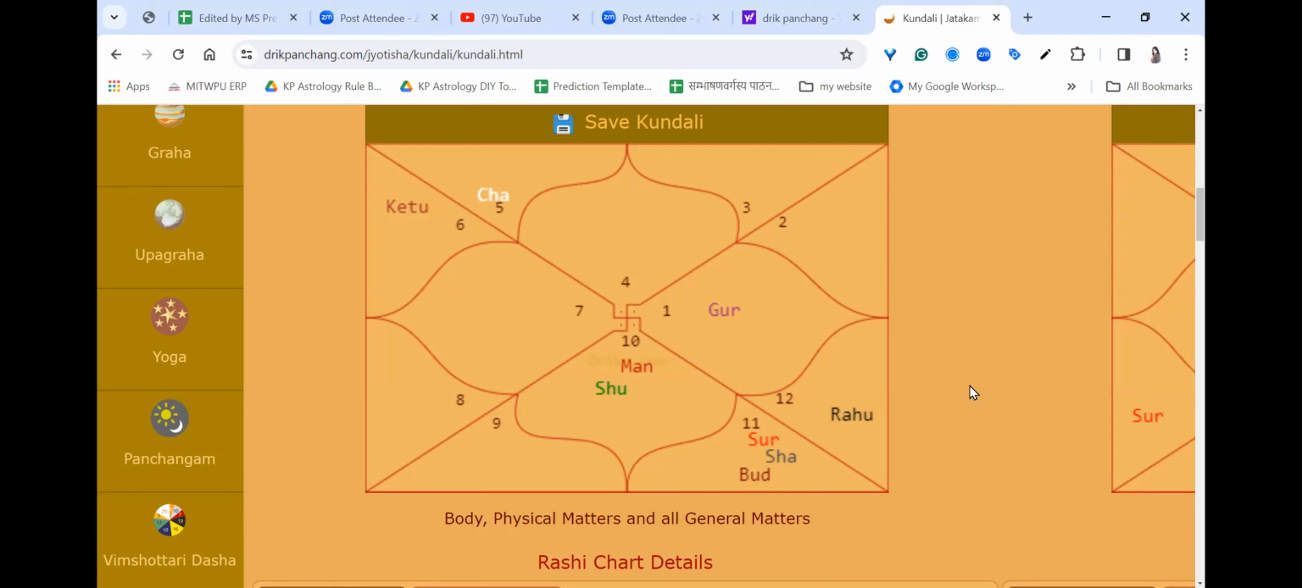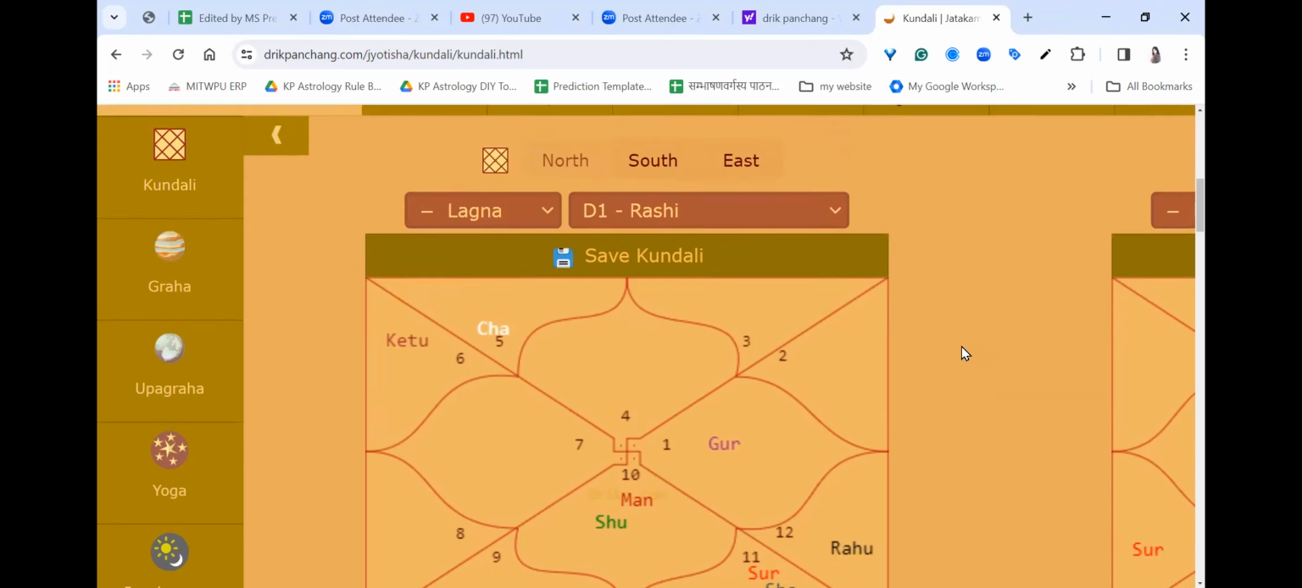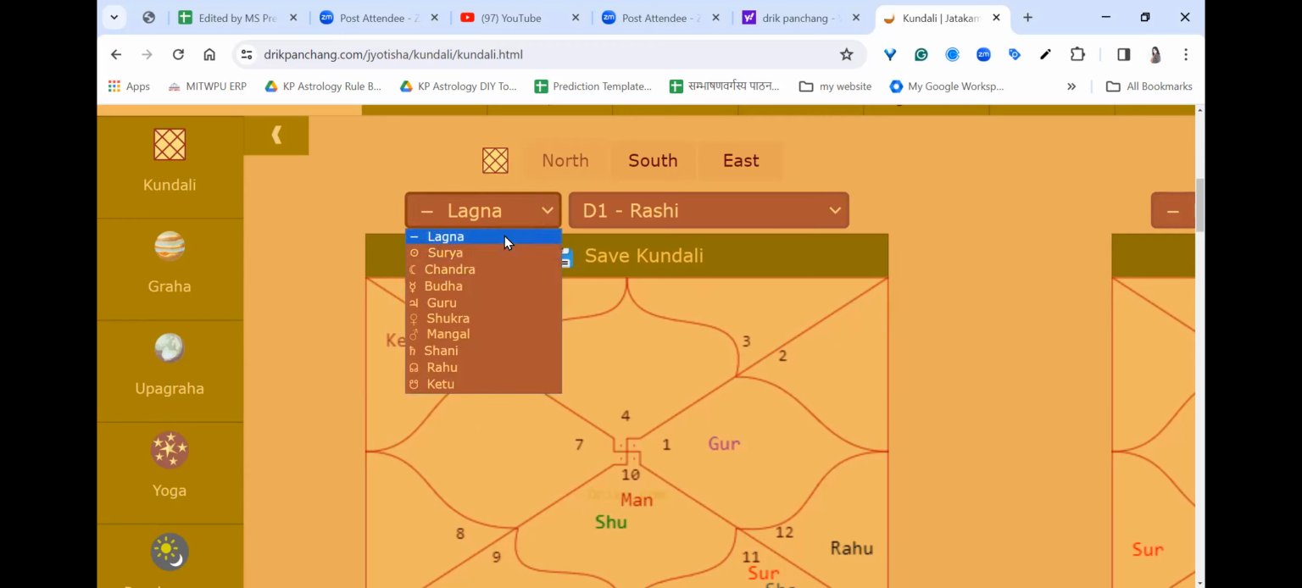Can you see Lagna? It should be written here. Lagna. D1 Rashi, right? D24 is there. So move the whole thing to D1. Just click it, and you will get D1. Everybody, please ensure these are basic things. By default, it should be on D1 and Lagna. You can change it to Chandra, Rashi and all that, but let's not confuse ourselves today. We're just in the basic day 1.